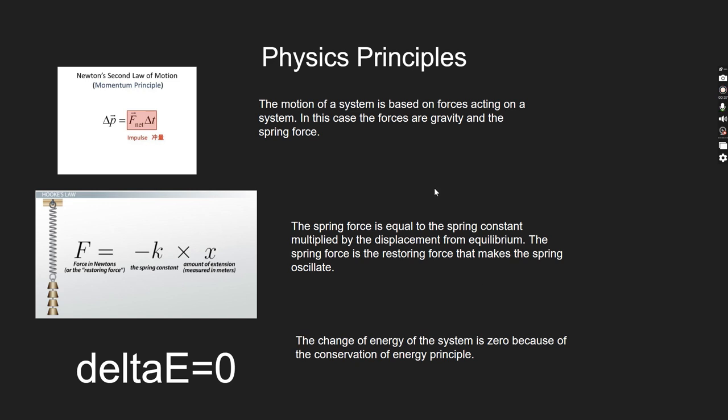So these physics principles, first, Newton's second law. The motion of a system is based on forces acting on a system. In this case, the forces are gravity and the spring force. The spring force is equal to the spring constant multiplied by the displacement from equilibrium. The spring force is the restoring force that makes the spring oscillate. And then the change of energy of the system is zero because of the conservation of energy principle.